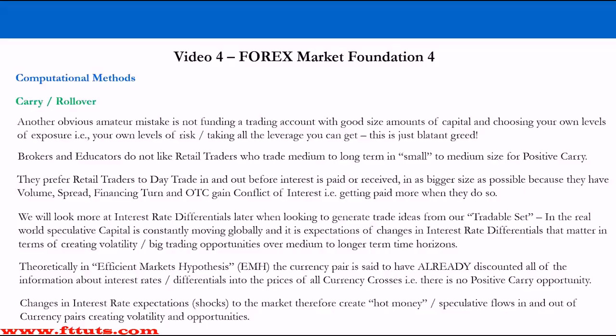And what you're going to find is that it's really the changes in interest rate expectations, so the positive and negative shocks to the market, that create hot money speculative flows in and out of currency pairs, creating the volatility and opportunity. So interest rates become a very important driver in our overall systematic process later, because hot money, the speculative money, will follow the positive carry and migrate away from negative carry.